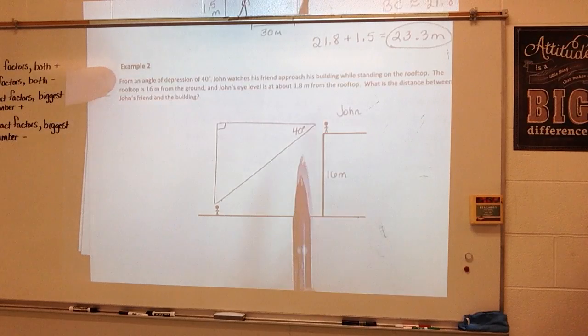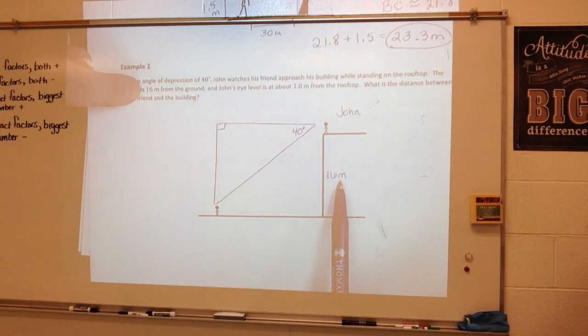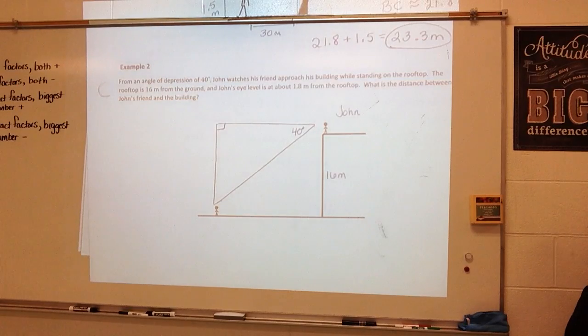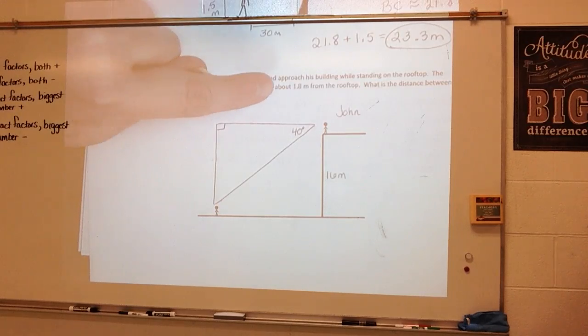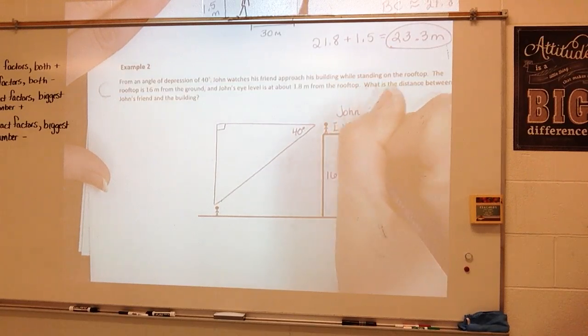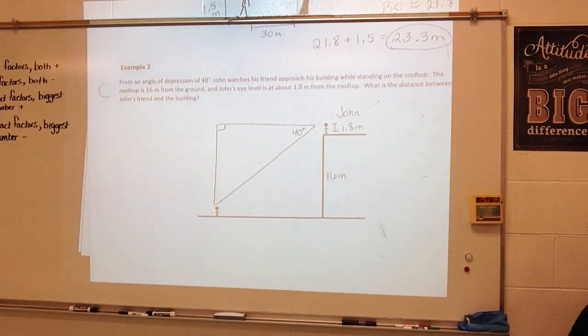So let's see. We've got the angle of depression, 16 meters from the ground. John's eye level is at about 1 8/10 meters from the rooftop. All right. So his eye level is about, so this right here is 1 8/10 meters.